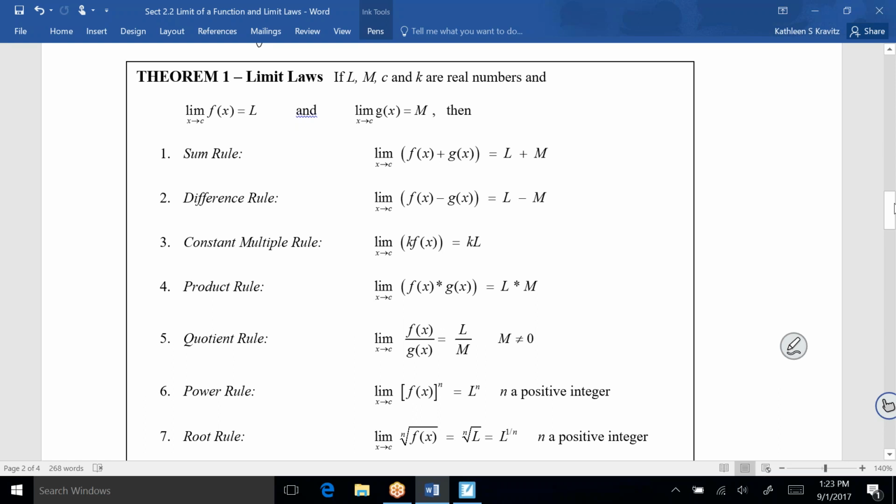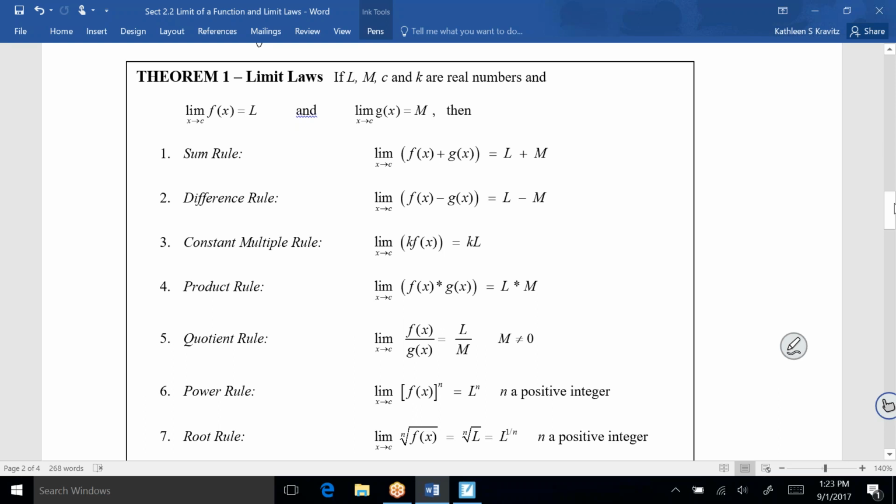So for example, we have the sum rule that says if we're taking the limit of the sum of two functions, if we're taking f of x plus g of x, it works nicely because we can just add those two limits together and we can get L plus M. The difference rule works the same way when we're taking a limit of two functions that we're subtracting. We're finding the difference, f of x minus g of x. The limits also can be subtracted. We can find the difference of those limits, L minus M.